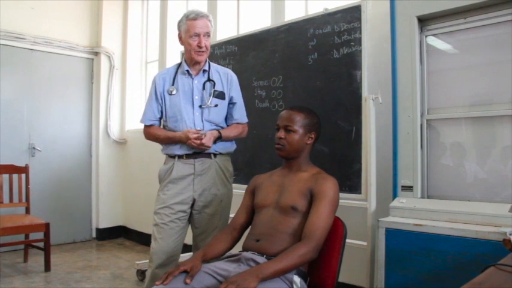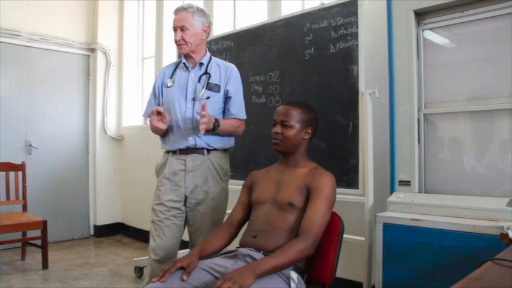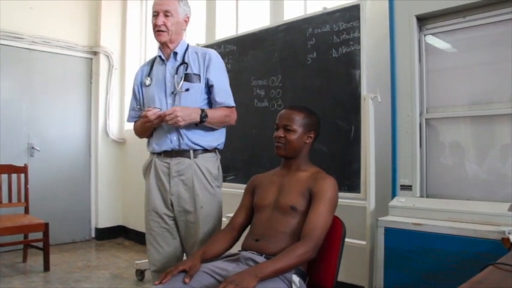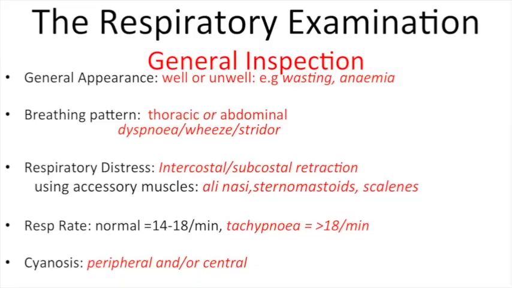Starting with his general appearance, this is very important for medical students and doctors to learn. From the general appearance, we often can see whether the patient is well or unwell, sick or not sick. And if you were unwell, you'd be looking for signs of wasting, anemia, or some sort of distress, pain. So Godwin is a healthy final year medical student, so today is about the demonstration of a normal examination.